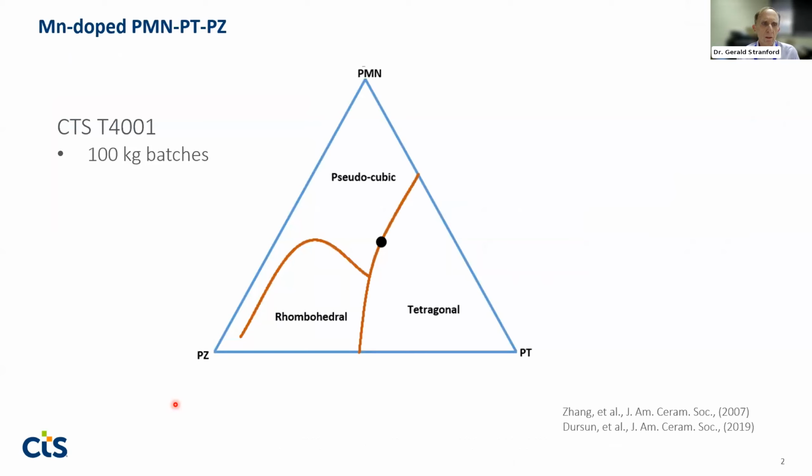As Mark mentioned, we're working with this manganese-doped PMN-PZT. So the composition is on this pseudo-cubic tetragonal MPB, morphotropic phase boundary, in the phase diagram. And we do produce this in 100-kilogram batches. So we have successfully scaled up the base composition to what we would consider an industrial scale, a typical batch size that we would work with here at CTS. Incidentally, by way of background, CTS has multiple sites around the world. I'm located in our Albuquerque, New Mexico facility.